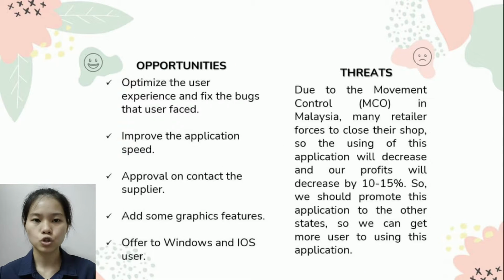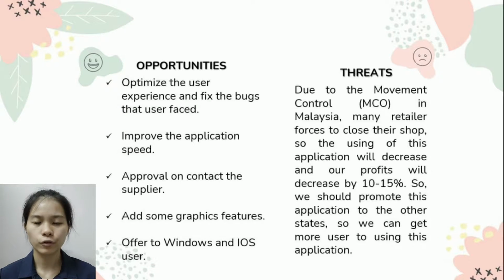The third one is opportunities of the smart inventory application. We will optimize the user experience and fix the bugs that users face. We will collect the feedback and problems submitted by customers and fix the bugs by referring to them. Other than that, we will improve the application speed so the application will run faster. This will help users do their jobs faster.